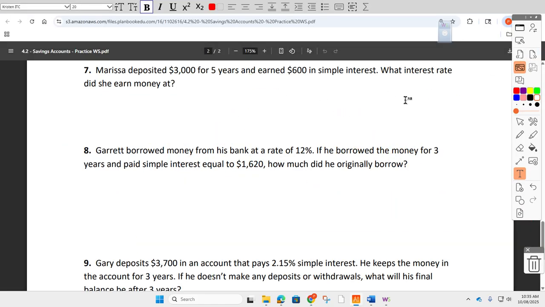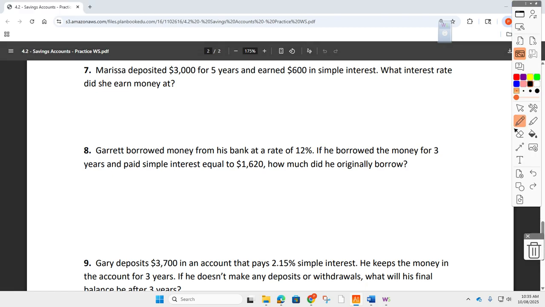All right, it says Marissa deposited $3,000 for 5 years and earned $600 in simple interest. What interest rate did she earn money at? So that means we're looking for the R. Does that part make sense, Chantal? Okay. And the thing we'll want to remember, anytime we're looking for R, once we find R, we're going to multiply it by 100, and then we're going to stick a percent symbol after it. Okay?